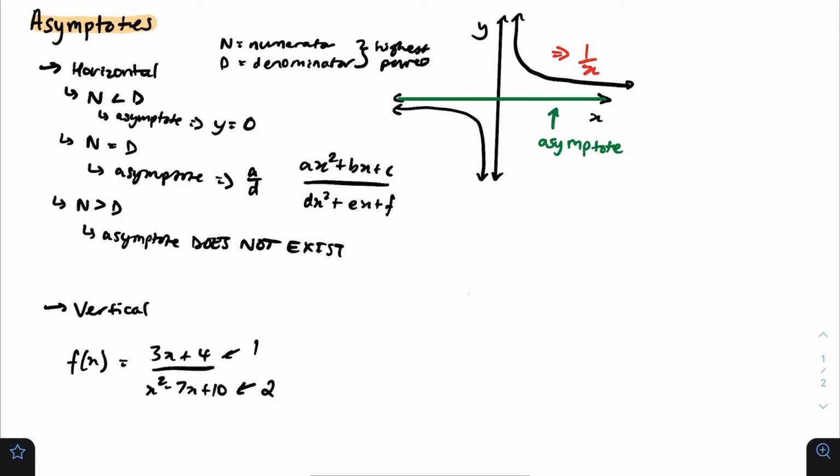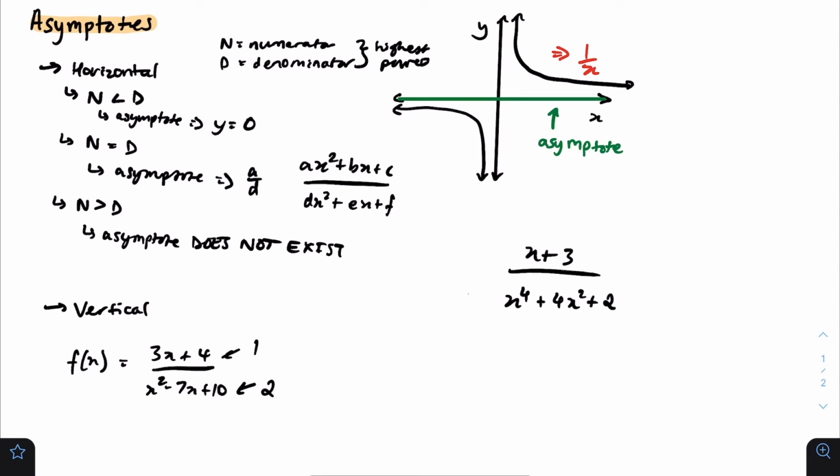So I'm going to briefly explain why each of them are the way they are. So with horizontal asymptotes, the reason why, if the numerator is less than the denominator in terms of highest powers, the asymptote is going to be y equals 0, is because let's say you had x plus 3 over x to the power of 4 plus 4x squared plus 2.